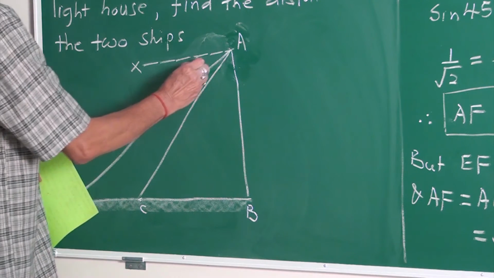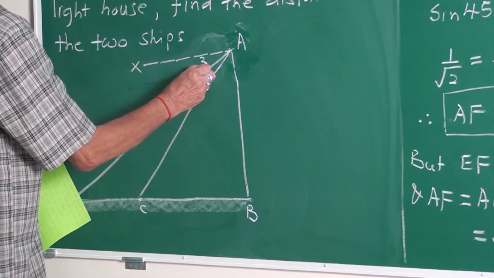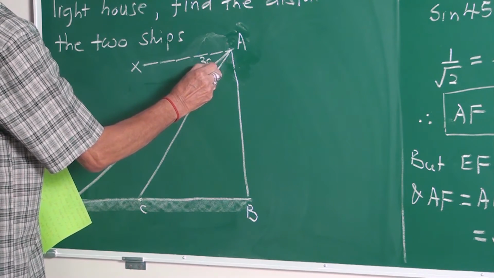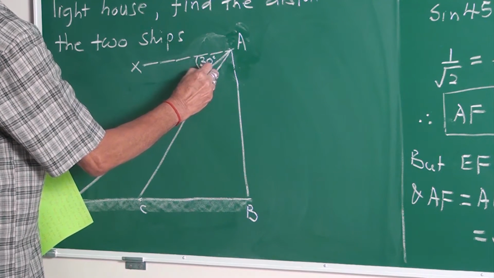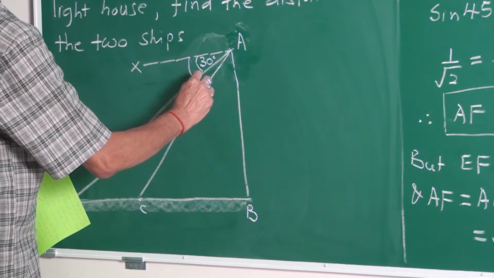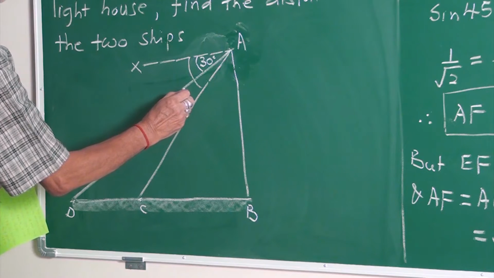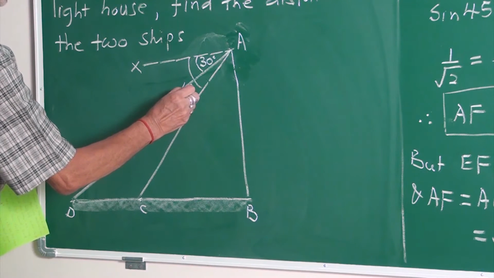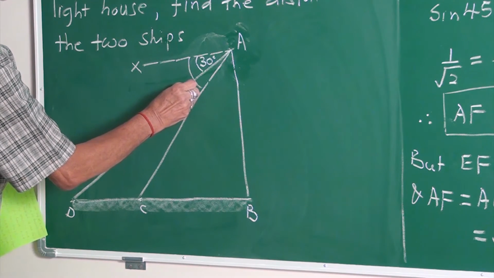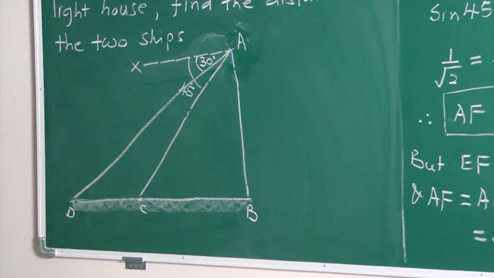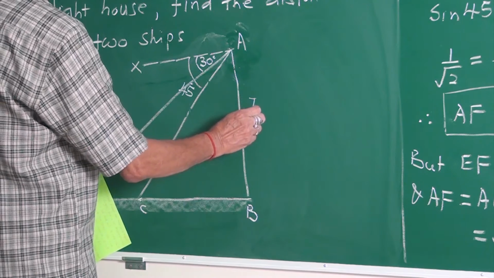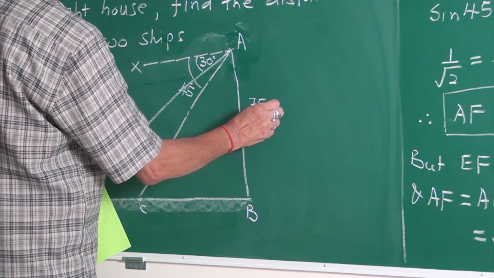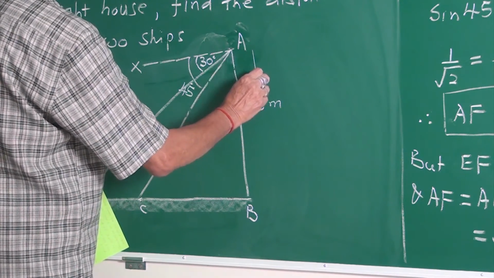This is one angle, 30 degrees. This is 30. This is 45 degrees. The height of this lighthouse is 75 meters.